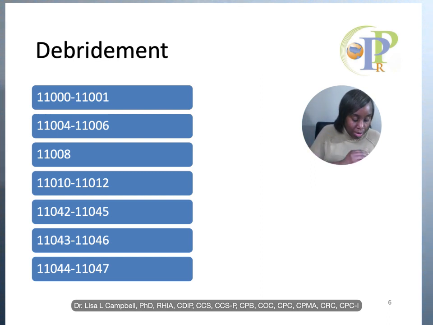So for example, I'm going to go over to page 92. You'll see that those codes are for abdominal wall with or without facial closure, whereas 11006 is for the external genitalia, peritoneum, abdominal wall with or without facial closure.